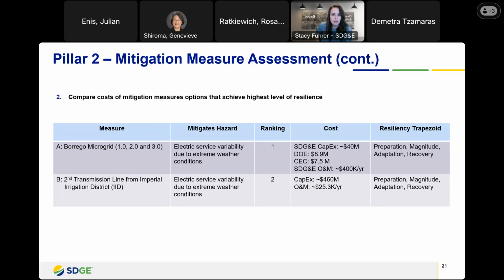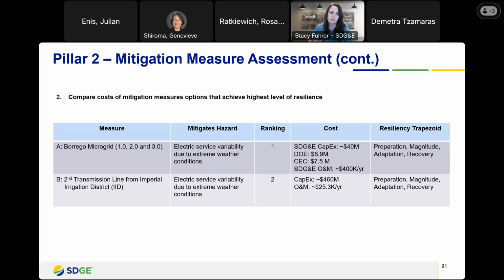So I've broken out the cost share that exists for the Borrego Springs microgrid. SDG&E has put in, or will put in, roughly 40 million in capital. The DOE has given us multiple grants, and they represent 8.9 million. The CEC has given us multiple grants, and they represent 7.5 million. And then we estimate that the O&M for the Borrego Springs microgrid is roughly 400,000 a year.